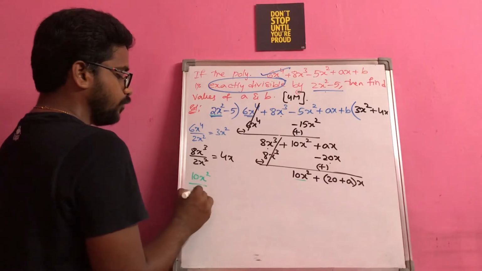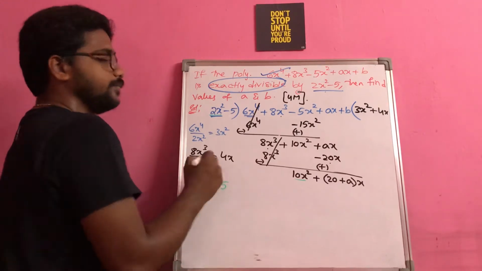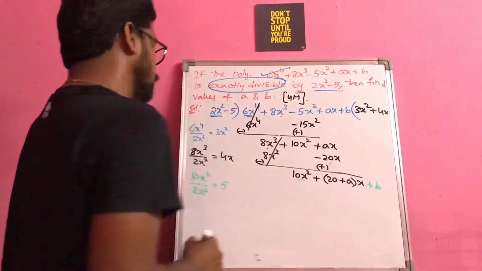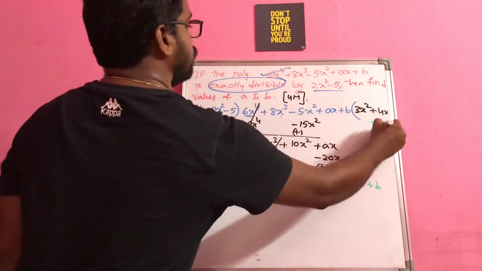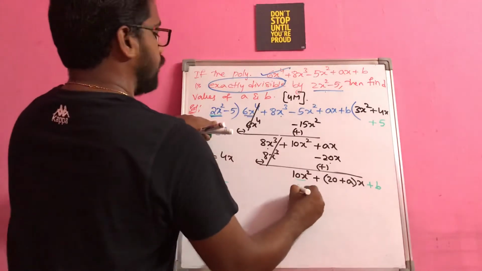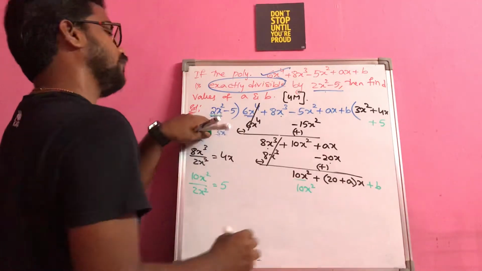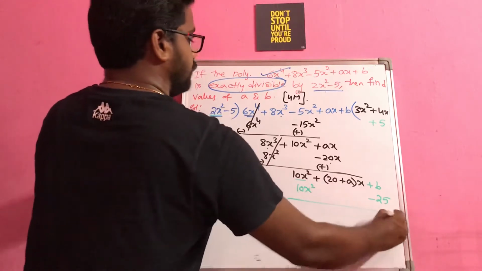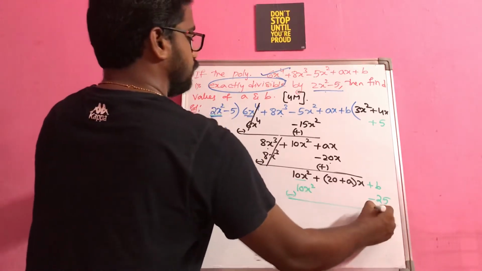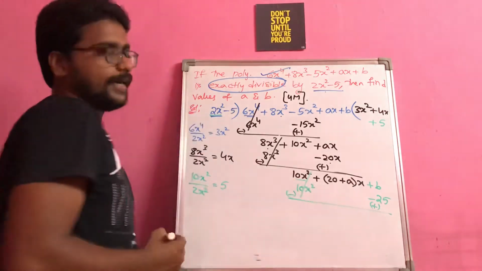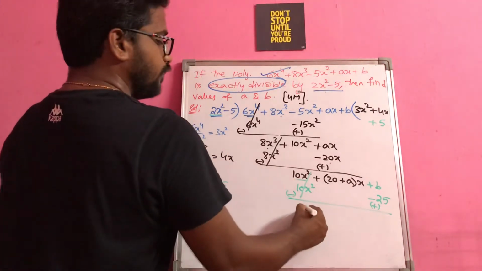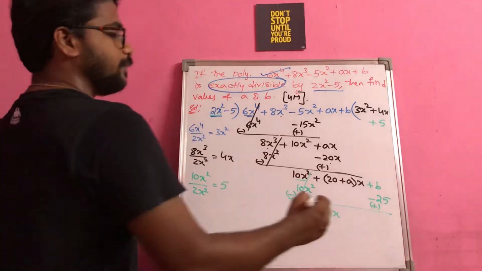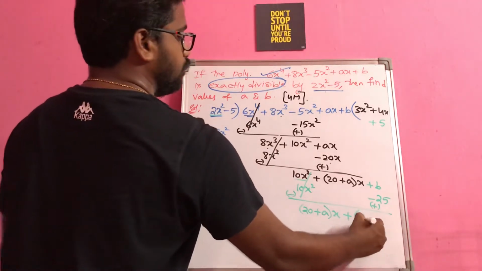10x square by 2x square will give me 5. So I will drop this b also here, so plus b. I have to multiply with 5, so plus 5. 5 into 2x square, 10x square, and then minus 5 into 5, it is 25. Minus plus, so these two will get cancelled. This term won't affect you, so 20 plus a into x, and the last part will become plus b plus 25.